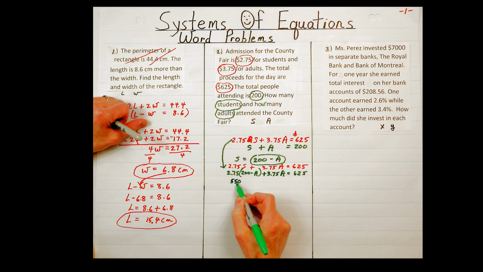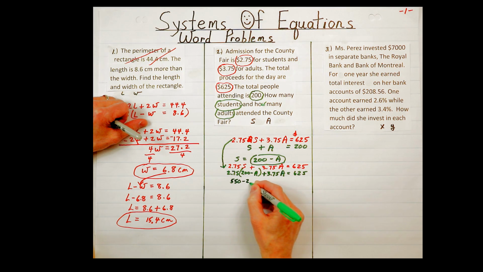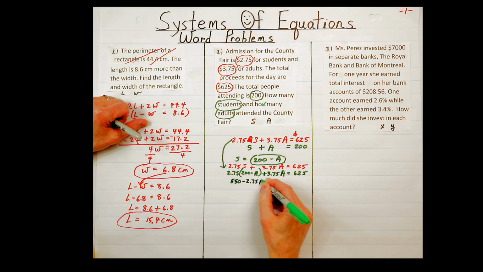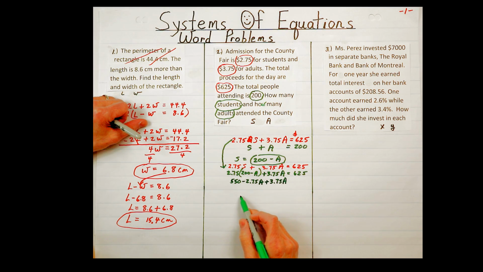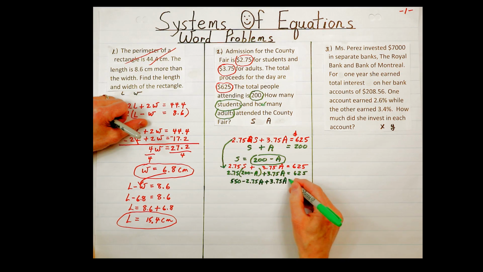2.75 times 200 is 550. 275 times minus A would be minus 2.75A plus 3.75A, just bringing everything down, and that equals 625.